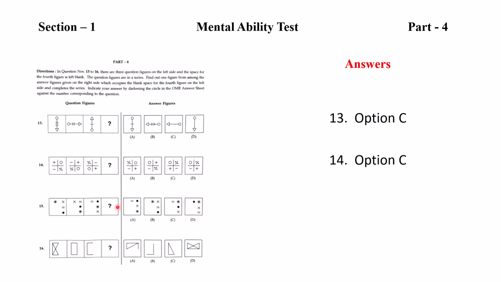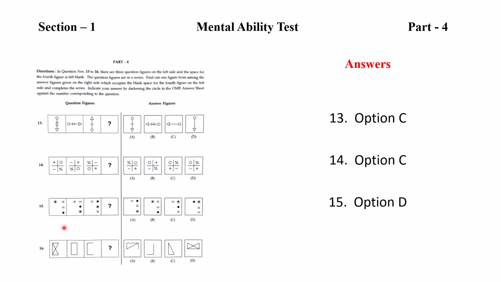We can also verify this. This dot will come here, this will come here, that is present, and this cross sign will come in this location, that is there, and this equal sign would come to the bottom position, and that is there. Therefore, option D would be the right answer for question number 15.